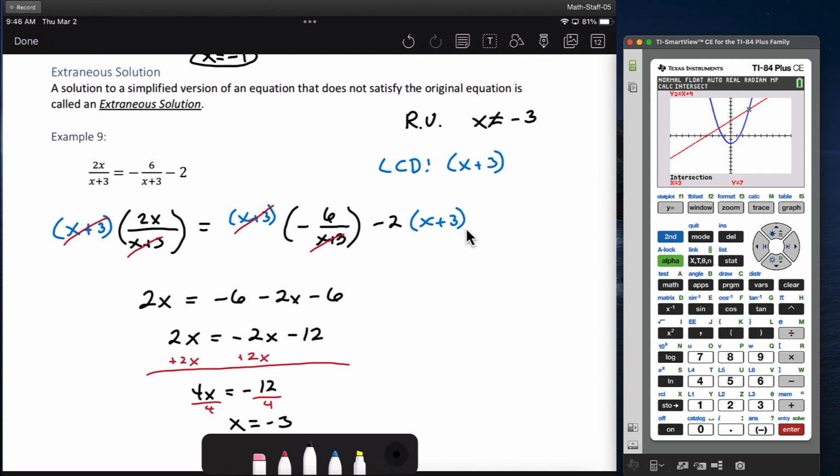But be careful. Look at our restriction. Our restricted value is negative 3. If we tried to plug in negative 3 to this equation, we would get division by 0, which is a problem. So this is what we call an extraneous solution.